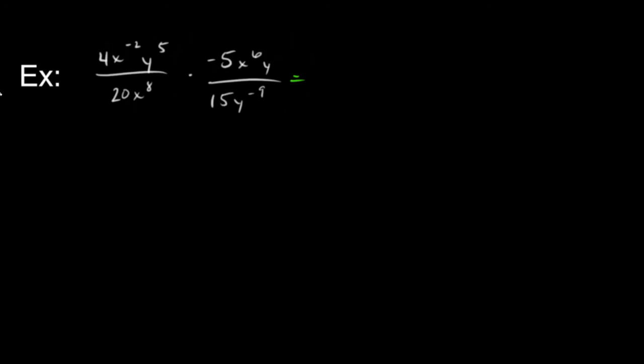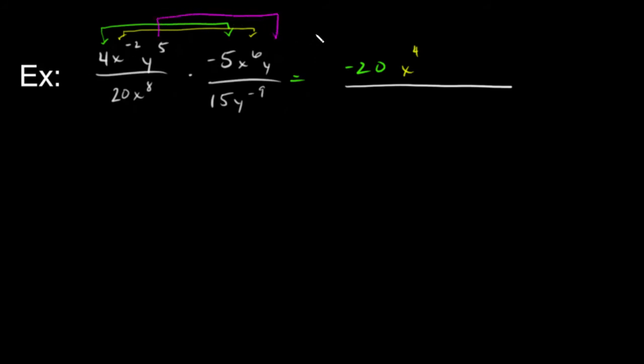You want to write this as a single fraction where you take everything times themselves, like they're like terms. So the 4 times the negative 5 is negative 20. Then you've got your x to the negative 2nd, y to the 6th. Here you add exponents, so it'd be x to the 4th. And here you've got y to the 5th, y to the 1st, and so that would be y to the 6th. You add the exponents.